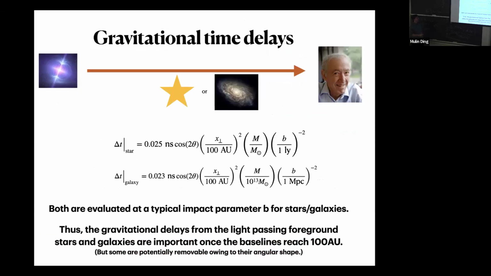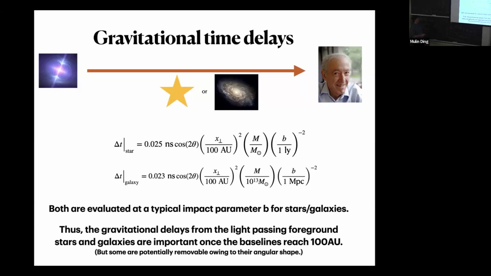You'll have a different sight line that will fall a little bit closer to the galaxy or a little bit closer to the star, and so will be more delayed than the sight line that's further away. This is Shapiro we're looking at? Yeah, this is Shapiro delay.